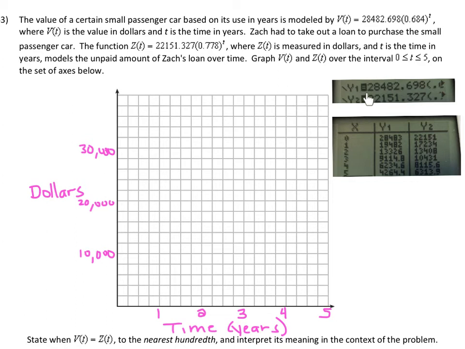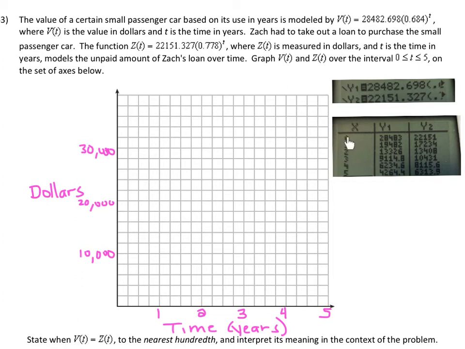I went to y equals. You can't see the whole equations here because they don't fit on the screen. And then I went to my table of values, and these are the points I'm going to plot for v of t, and then these x values along with the y2 values are what I'm going to plot for z of t. Okay, so let's start with v of t.